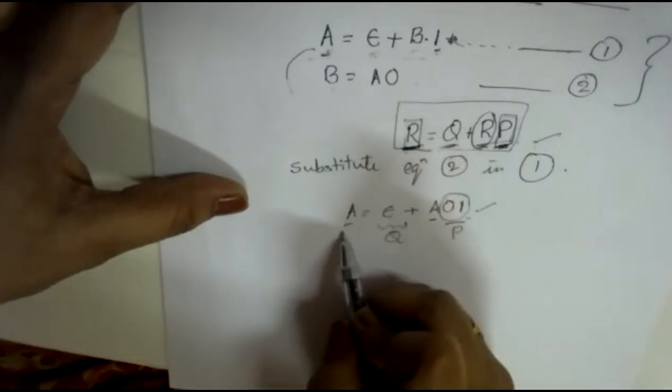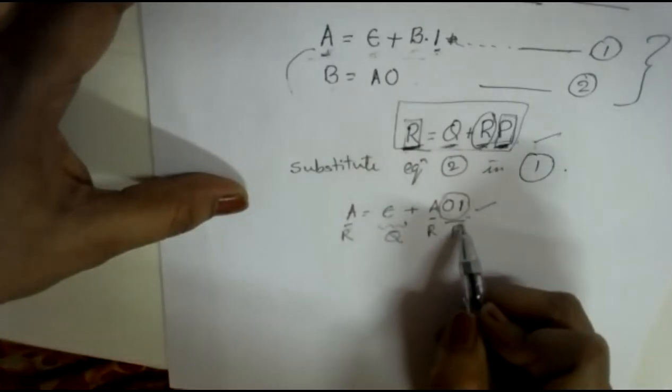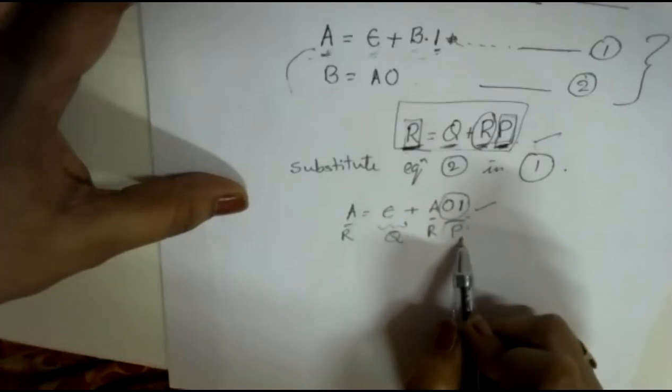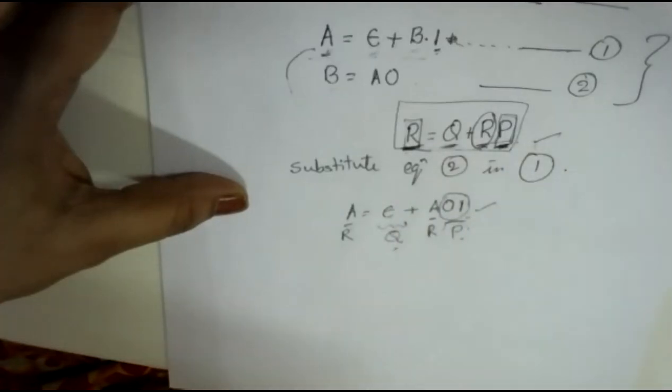Is this clear? This is my R. Whatever is with R is P. Okay. Remaining is Q.